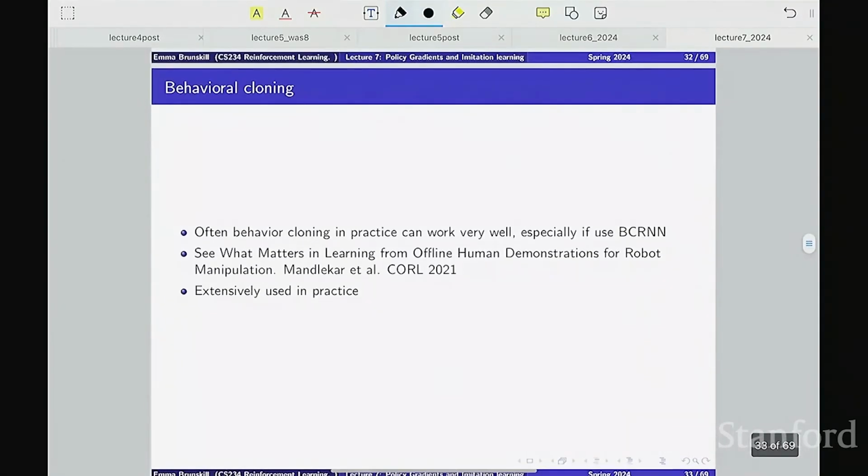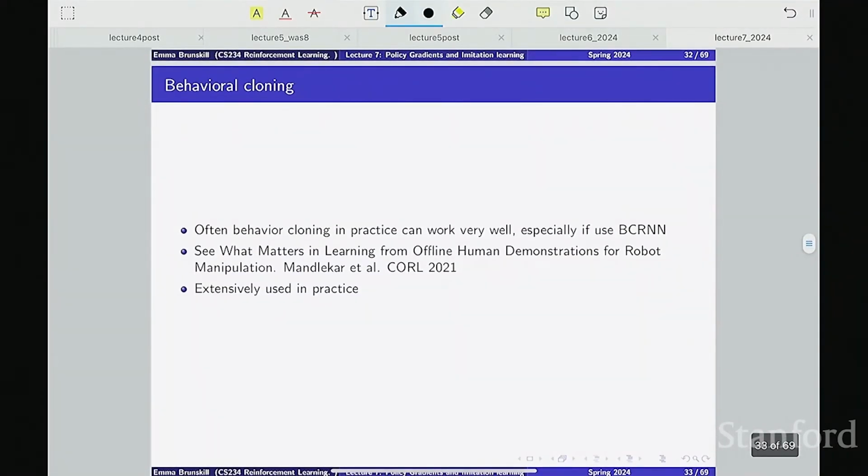Again, it depends a lot on your domain. I think there's a nice paper a few years ago at CoRL, which is one of the robotics learning conferences, where they looked at some of the important factors when you're doing offline learning for robot applications.